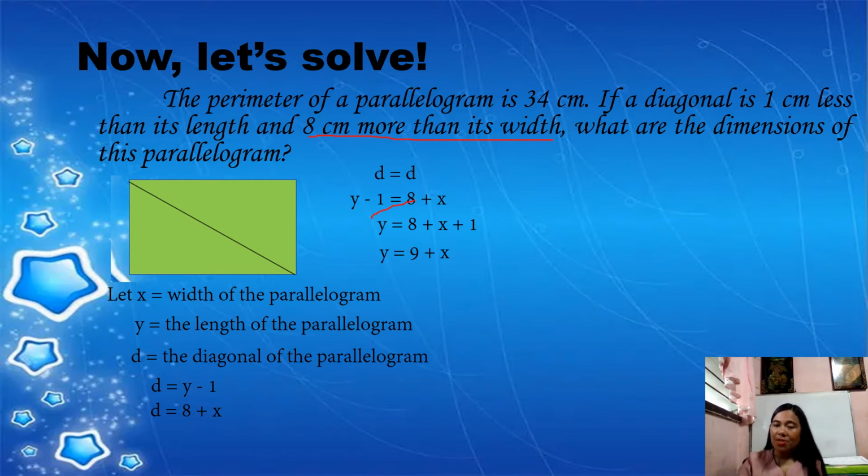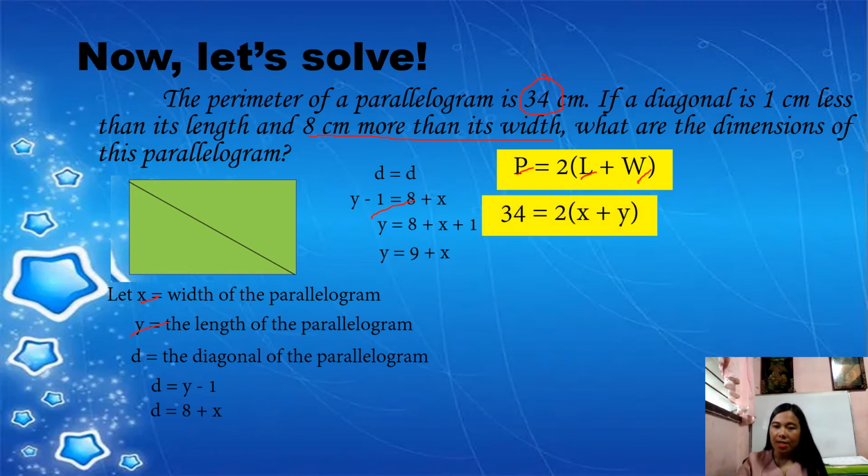Since the perimeter is given, we have to use the perimeter formula, which is perimeter of a rectangle is 2 times the length plus the width. Now, by substitution, P here will become 34. While the length and the width should be this x and y from here. So the equation would then become 34 equals 2 times x plus y.